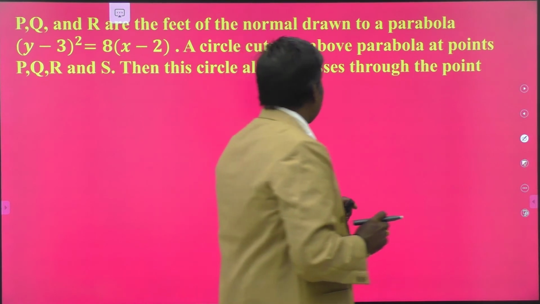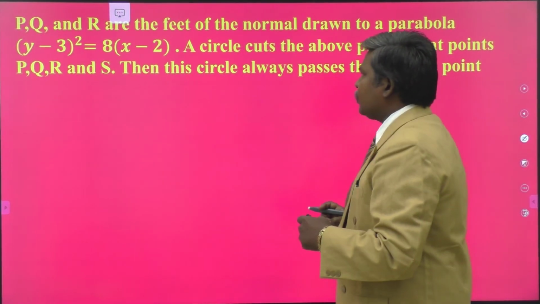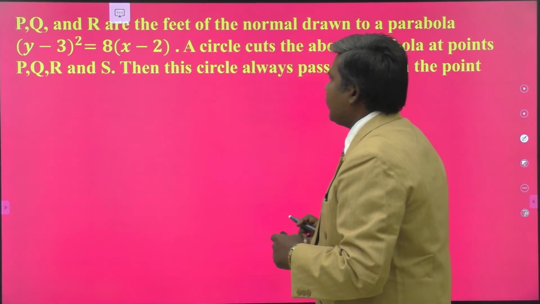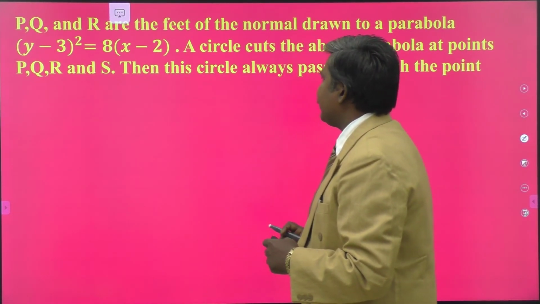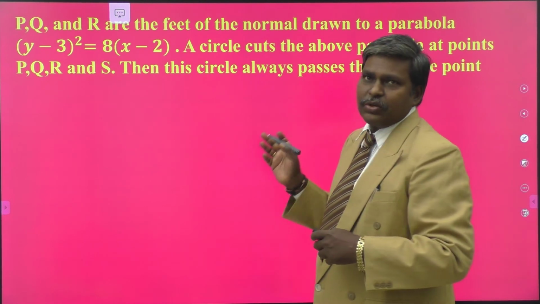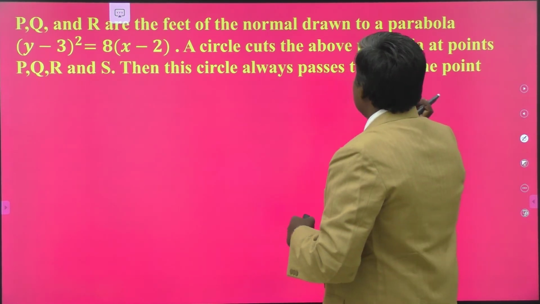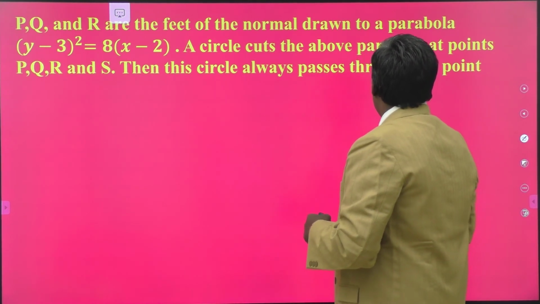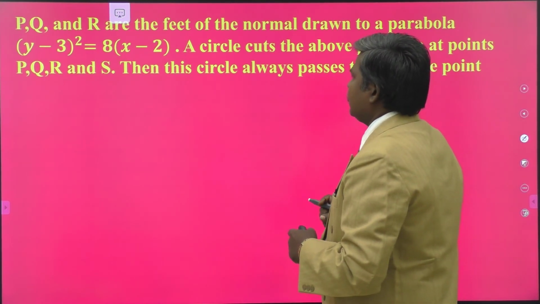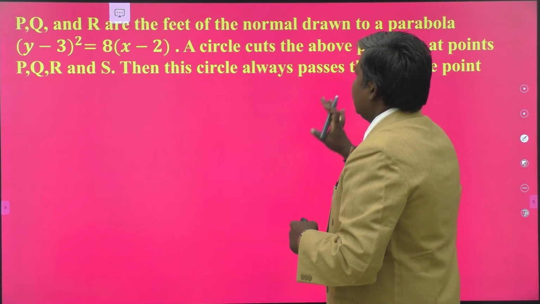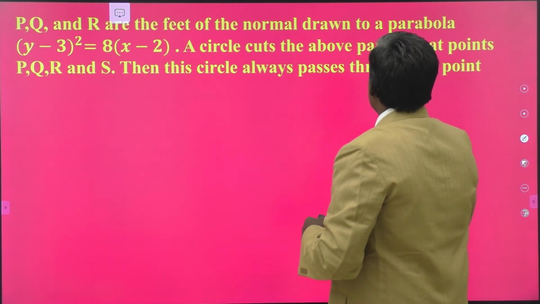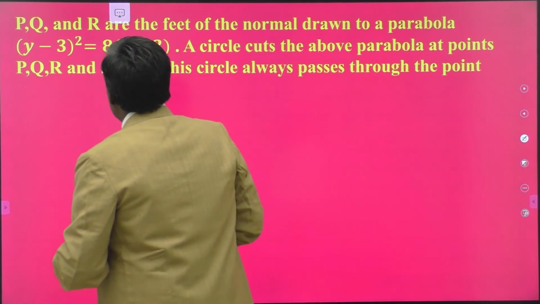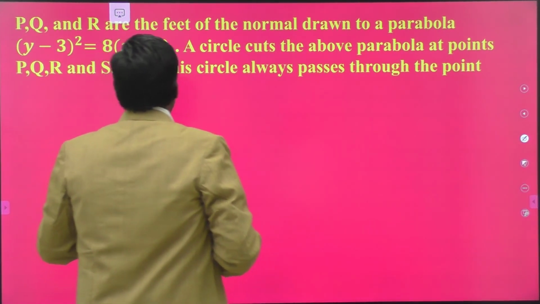This is another question. P, Q and R are the feet of normals drawn to the parabola (y - 3)² = 8(x - 2). What are P, Q, R? Three feet of the normals drawn to the parabola. A circle cuts the above parabola at points P, Q, R and S. Then the circle is always passing through which point? That is the question.